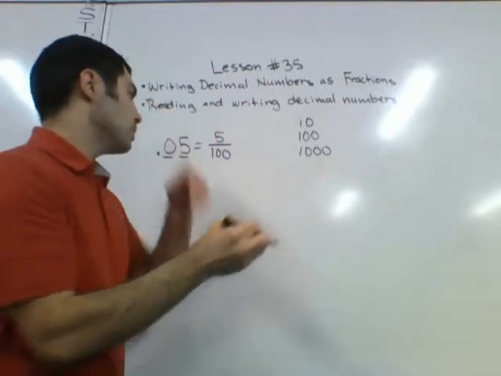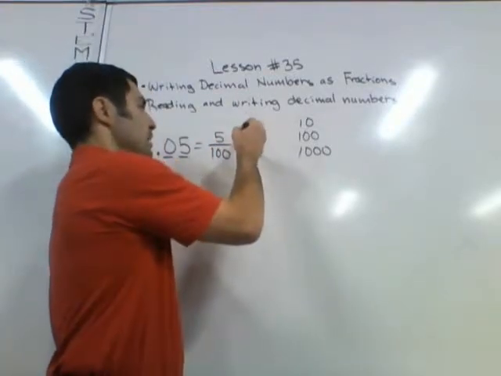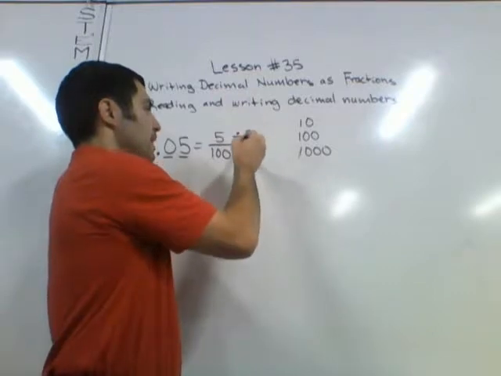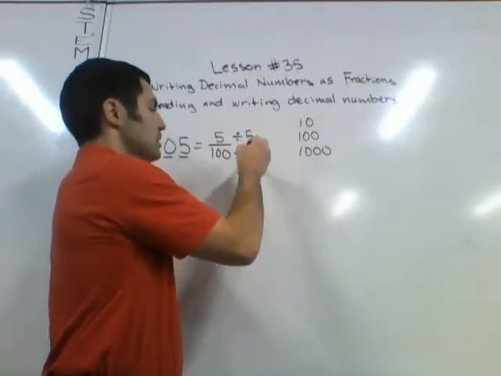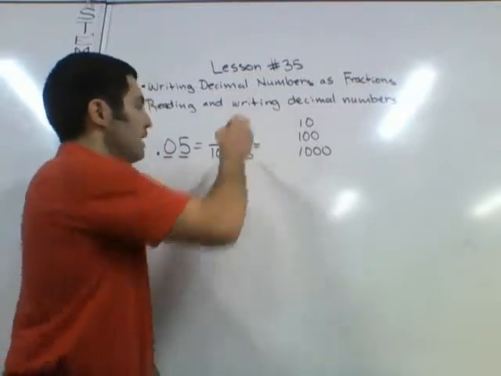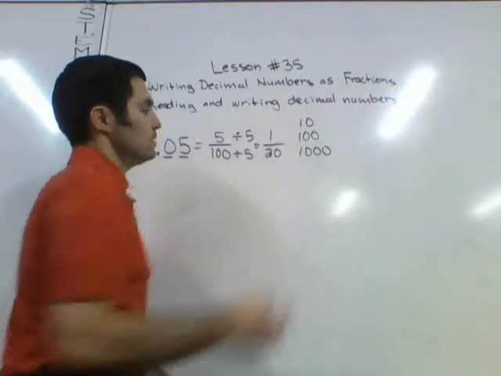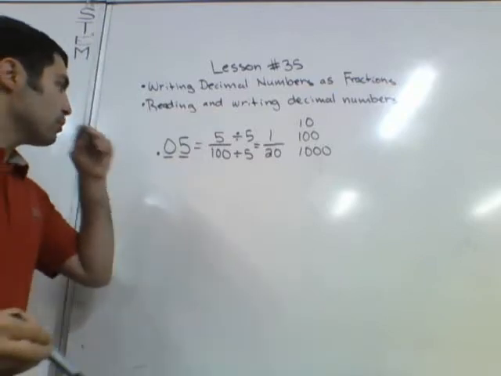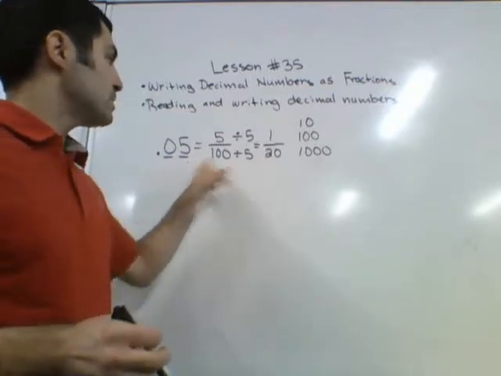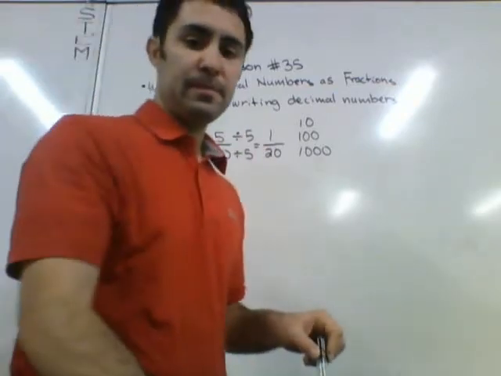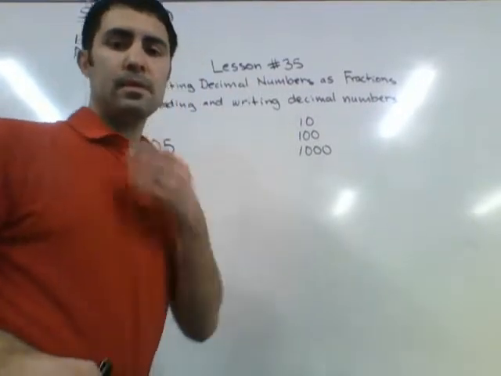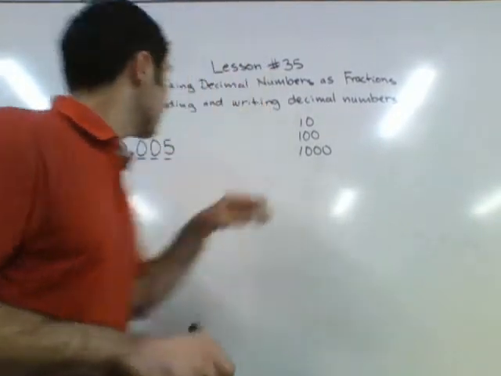And you can also reduce this fraction. If you divide top and bottom by 5, which is our greatest common factor of those two, 5 divided by 5 is 1, 100 divided by 5 is 20. So 0.05, or 5 hundredths, is the same as 1/20th. Alright, let's go ahead and do one more problem.